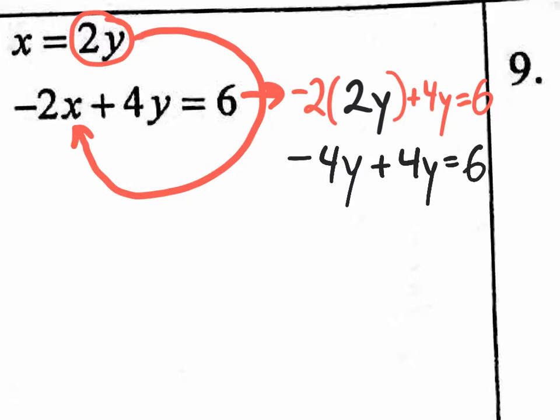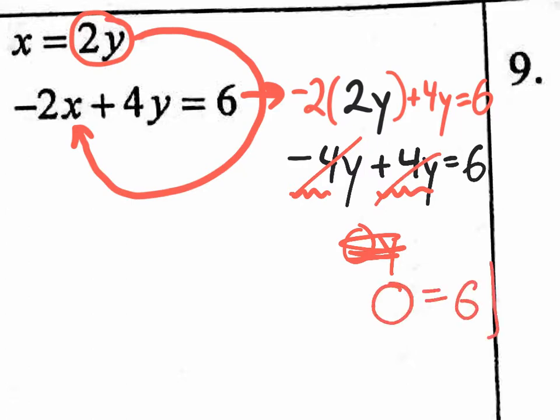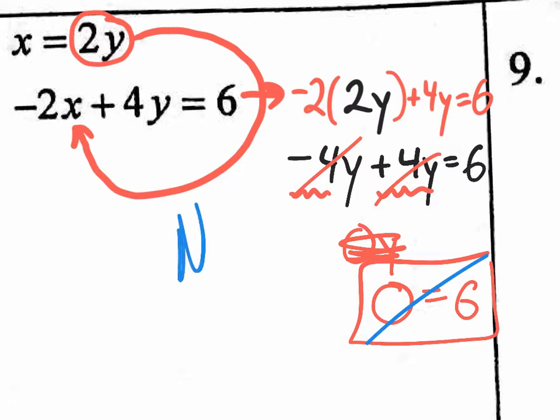And now I could combine like terms. If I combine like terms, negative 4y plus 4y, that's 0 y's. In other words, they cancel out, they disappear. So you end up with nothing equals 6. Nothing equals 6, 0 equals 6. What do we say about that? We say no, that can't happen. What do I mean by no? I'm talking about no solution.